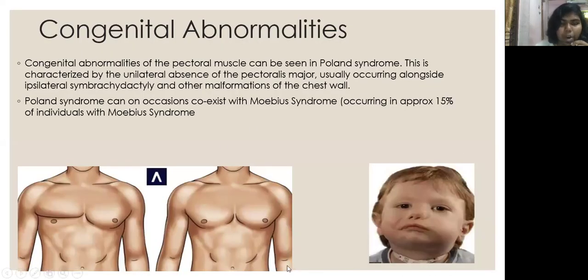Congenital abnormalities of a pectoral muscle can be seen in Poland syndrome. This is characterized by the unilateral absence of the pectoralis major, usually occurring alongside ipsilateral and other malformations of the chest wall. Poland syndrome can, on occasions, coexist with Moebius syndrome. Moebius syndrome is nothing but excess muscle on the face or any part of the body.